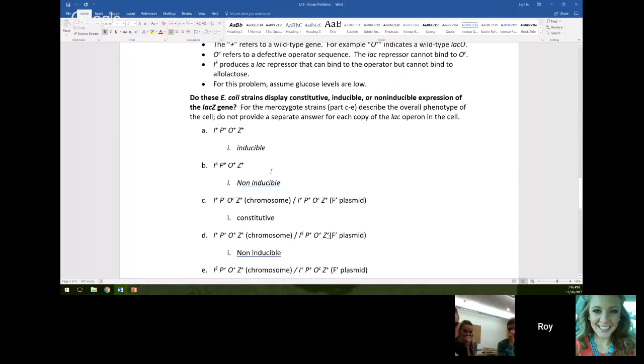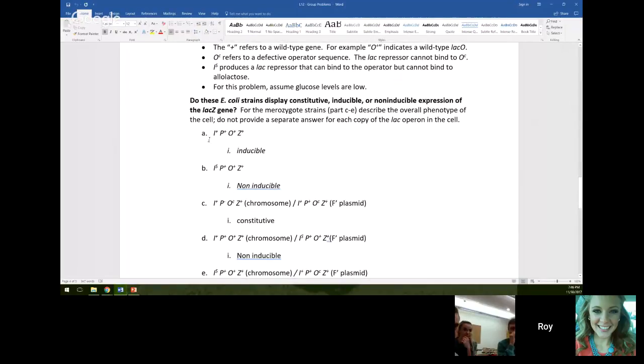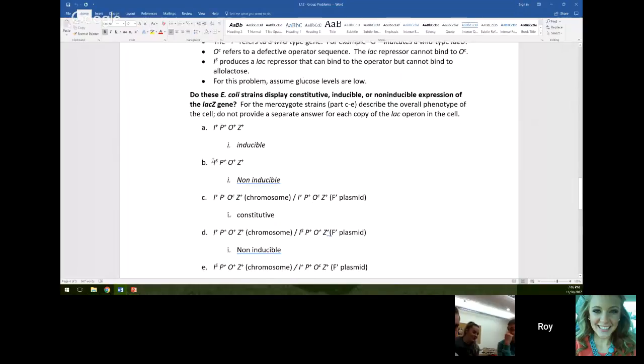gene. And so the LacZ gene is here. And so this A is wild type, so it's going to be inducible. That's a structural gene there, so it's going to work. And then as we go down, we have the LacIS, or the LacI gene has an S on it, which produces a Lac repressor that can bind to the operator but cannot bind to the lactose.